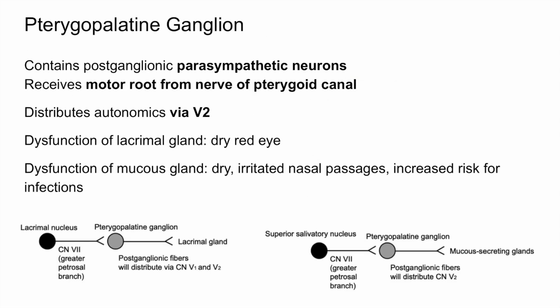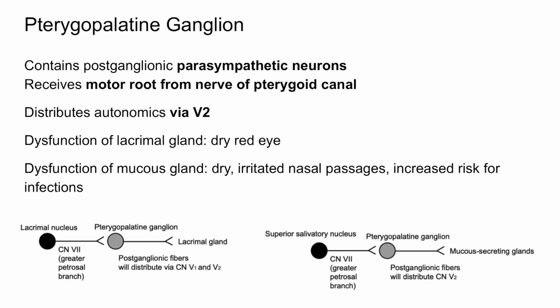All right, so this is one of the highest yield autonomic slides in the head and neck, and the trick is to follow the parasympathetic pathway cleanly from start to finish. So the pterygopalatine ganglion itself is just a relay station for parasympathetics. It doesn't generate the signal. It simply houses the postganglionic neuron cell bodies.